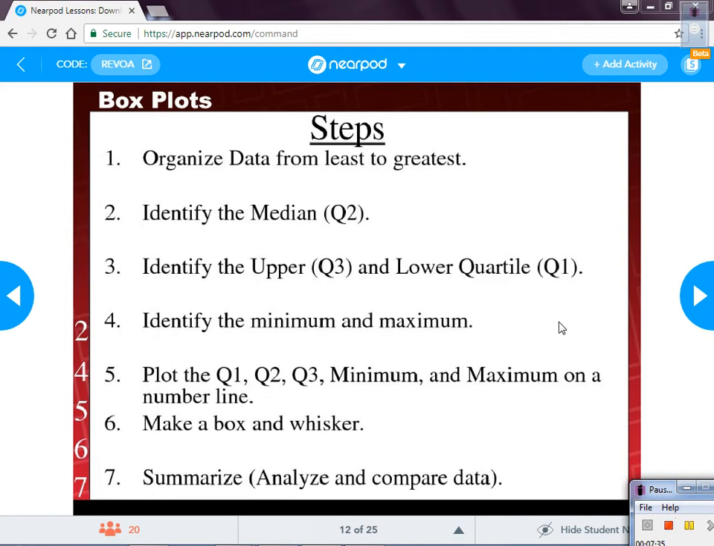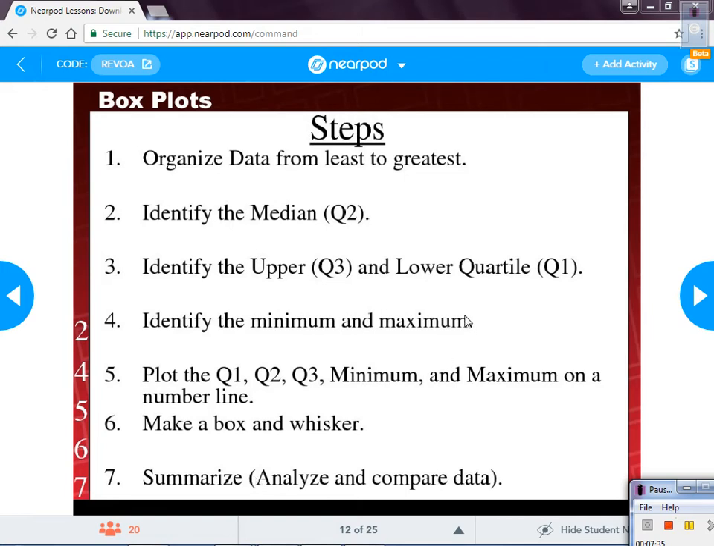All right, so as you can tell from the steps here, step 1 is like with any other data, you organize it from least to greatest. Then you need to identify Q1, Q2, and Q3. But you always start with a median, which is Q2, so you can start splitting your data in half. From there, you identify minimum and maximum. You plot all the 5 points, make a box and whisker. And then you summarize data by answering any questions.